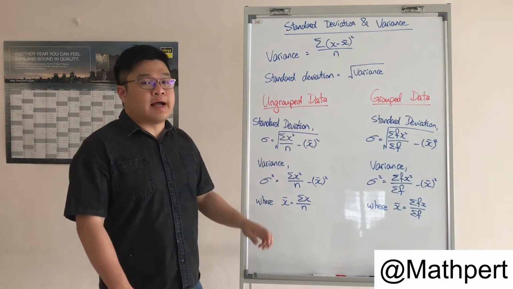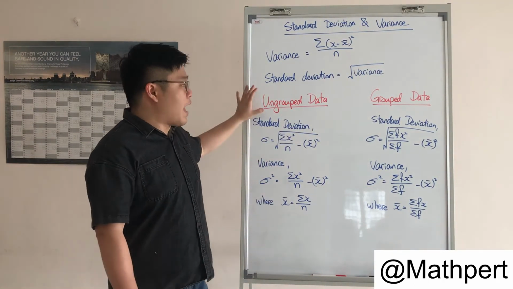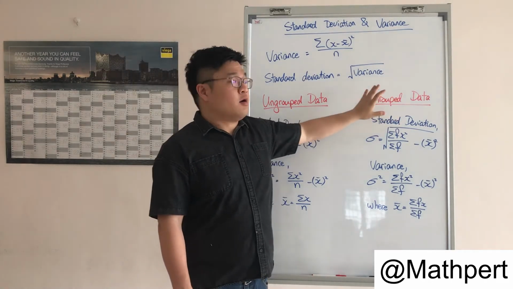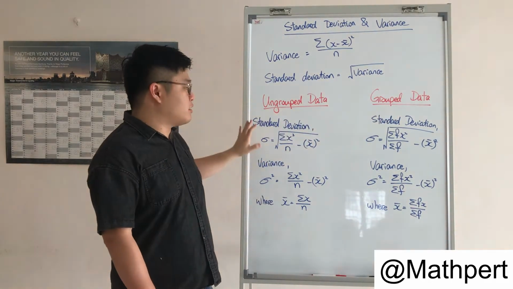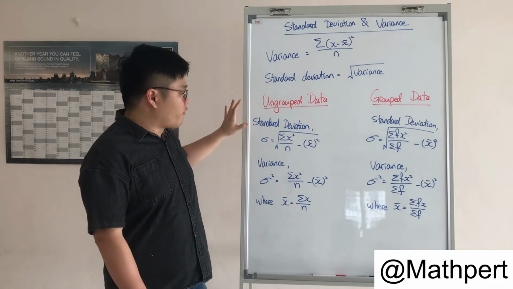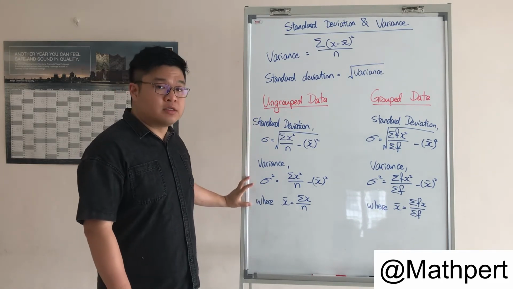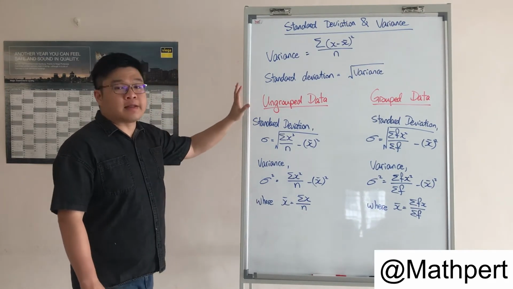Alright, in statistics there are two types of data, namely ungrouped data and grouped data. Both of these two types of data have their own formula to look for standard deviation and variance. Alright, let's take a look at the ungrouped data first.